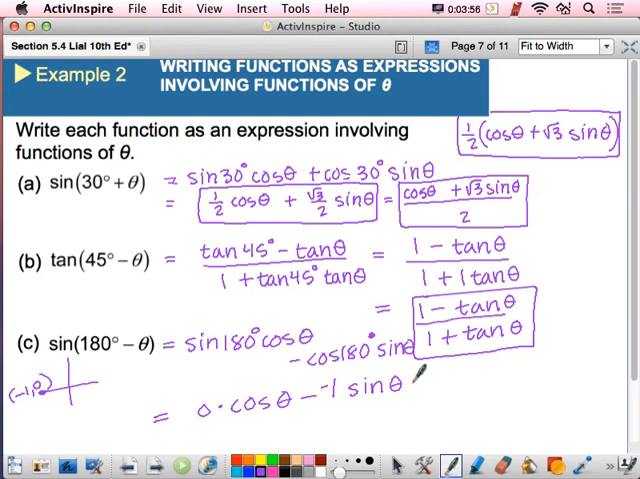If we clean all of that up, 0 times cosine becomes just 0. So that part goes away. Then a minus times a negative gives me a plus sine of theta. So we have plus 1 sine theta. And so our final answer is just sine of theta. So it turns out that the sine of 180 degrees minus any angle is actually equal to just the sine of that angle. And that's example 2.